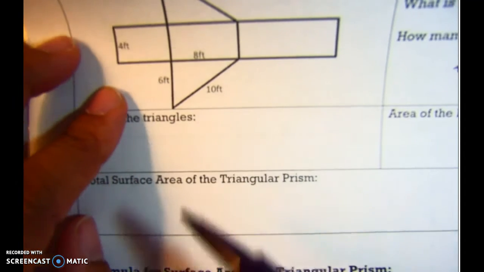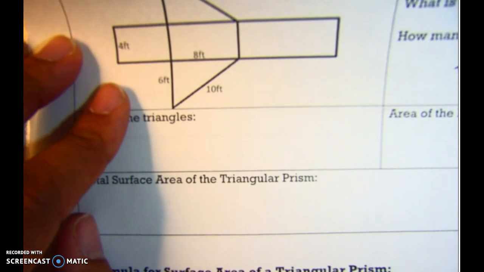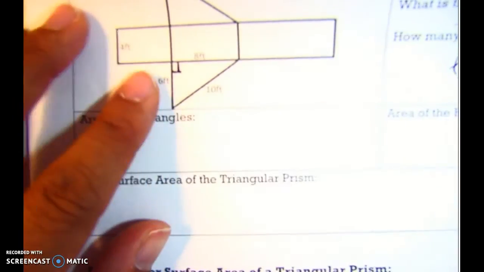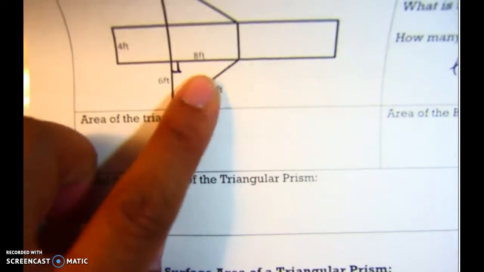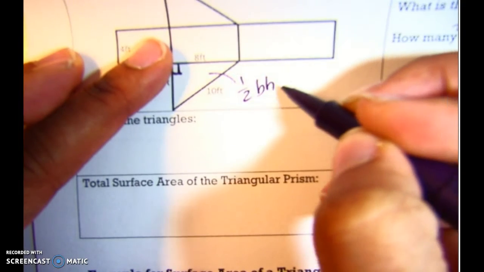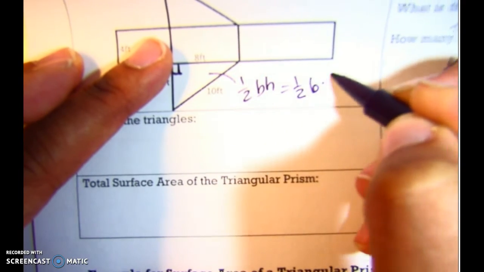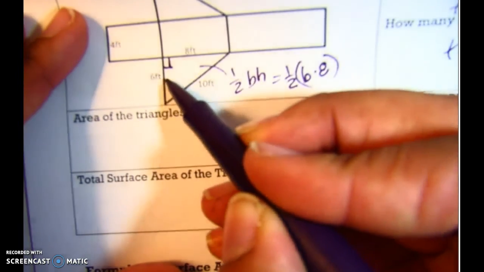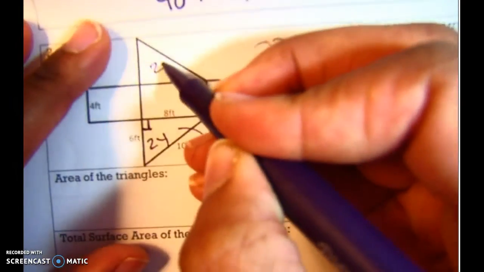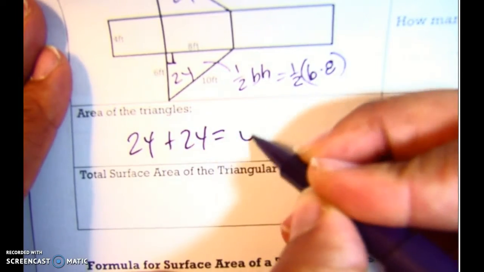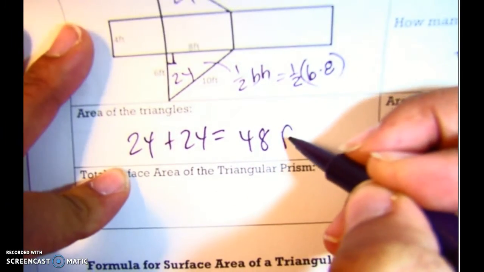This is a hypotenuse. And you use the hypotenuse more later on in math and geometry when you're doing the Pythagorean theorem. But for right now, area of this triangle is going to be half of base times height, which is half of 6 times 8. 6 times 8, 48, so half of that's 24. So you have this is 24 and you have this is 24. So the area of the triangles, just like the example at the top, together is going to be 48 feet squared.